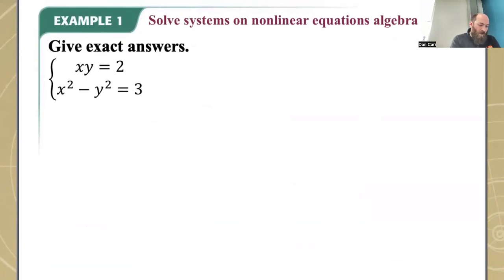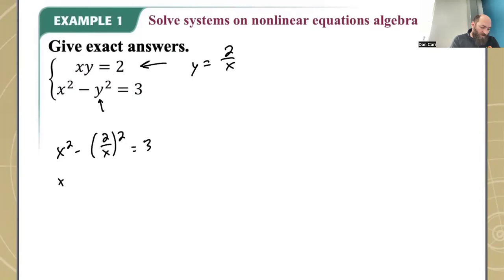So here we have xy is equal to 2. I'm going to rewrite this for y. y is equal to 2 divided by x. So once I have that, I can now do substitution right here. So x squared minus 2 over x squared is equal to 3.